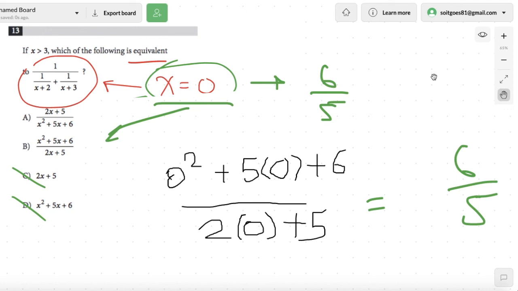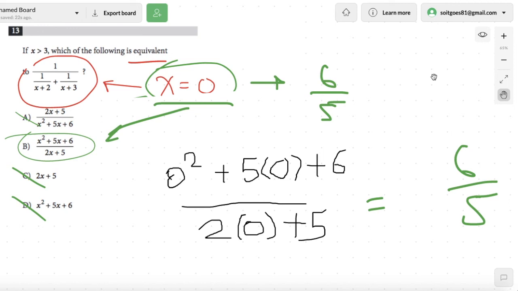Any questions about that? No. For any equivalent expression question, you can plug in values. You don't have to do any funky operations with variables. It's great news, because this is a tough-looking question. Most students are not going to solve this. This is a very high-level difficulty question.